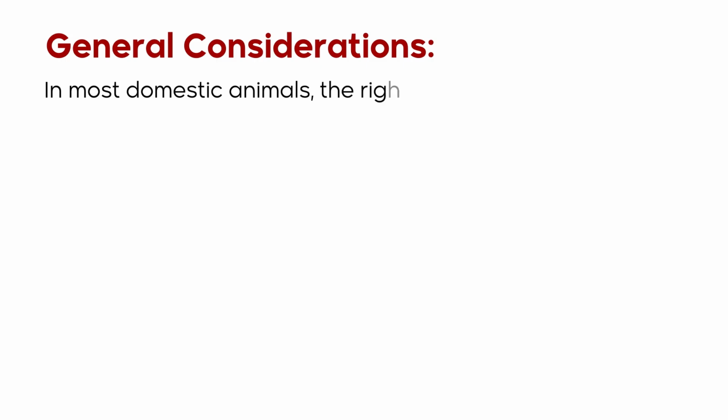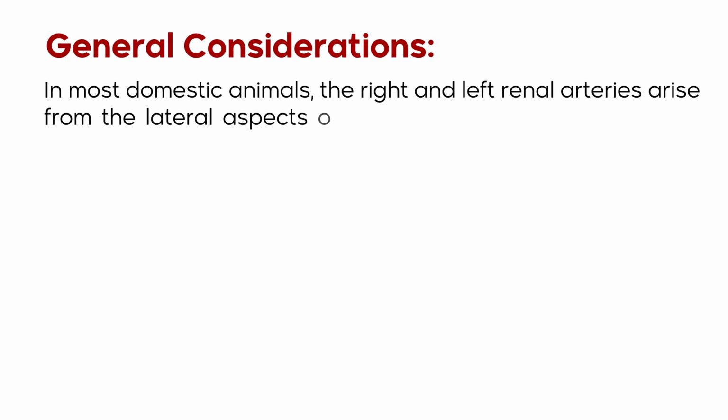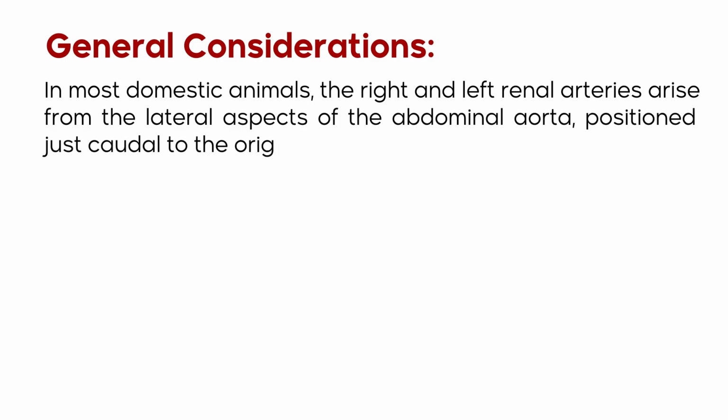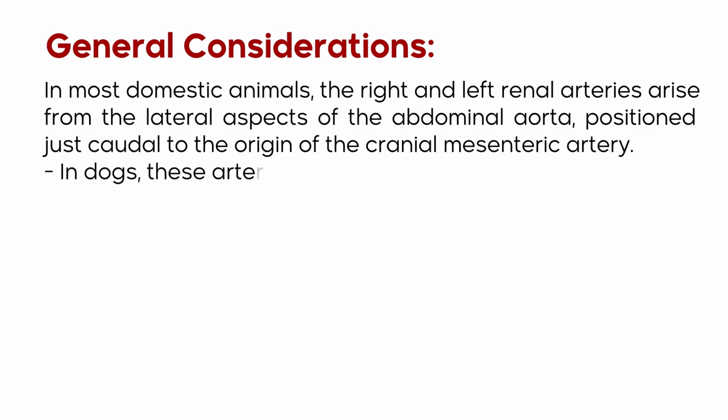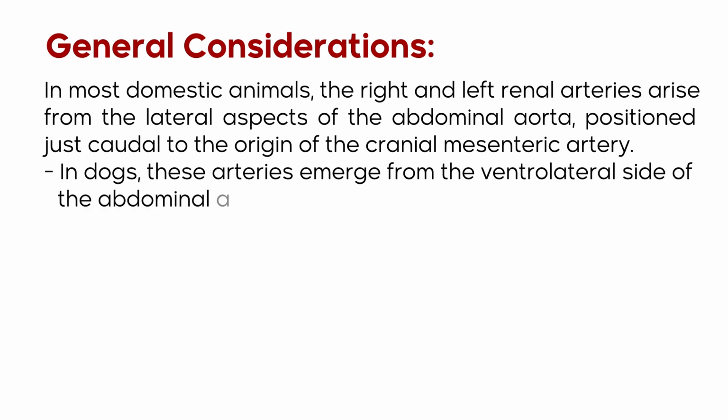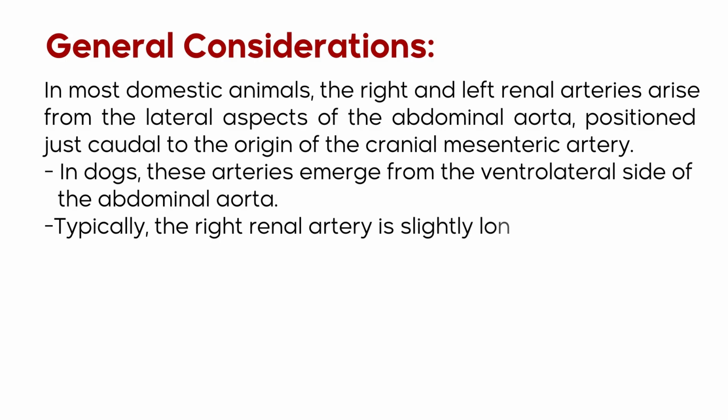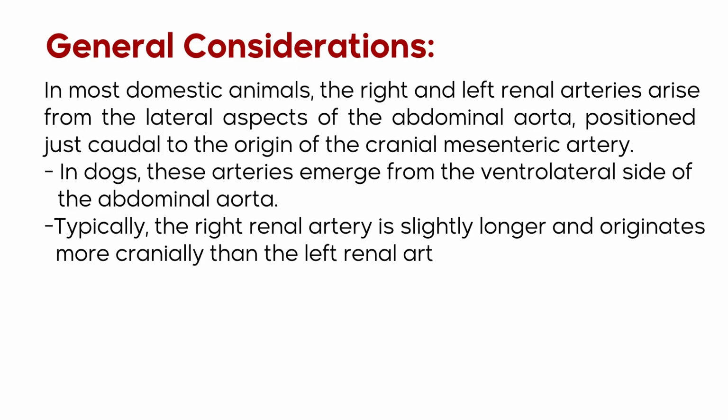General considerations. In most domestic animals, the right and left renal arteries arise from the lateral aspects of the abdominal aorta, positioned just caudal to the origin of the cranial mesenteric artery. In dogs, these arteries emerge from the ventrolateral side of the abdominal aorta. Typically, the right renal artery is slightly longer and originates more cranially than the left renal artery.